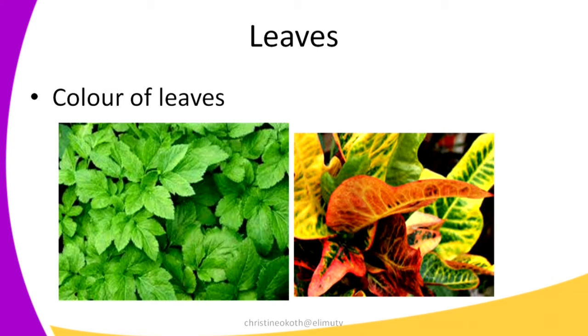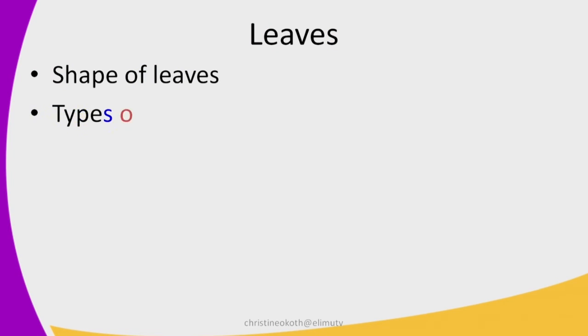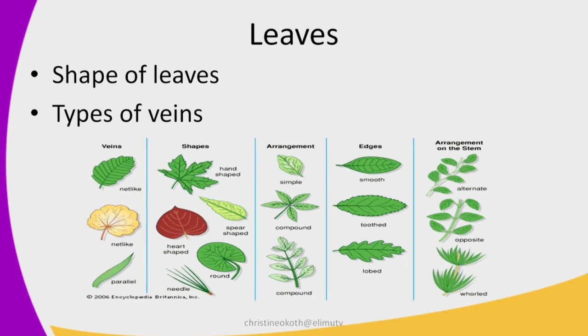Looking at the first illustration, we have a leaf that is just entirely green. All parts of the leaf are green. The second illustration, we have some pigments of green, yellow, red. So this leaf has a variety of colors in it. Then we're going to look at the different shapes of the leaves and the types of veins. First, looking at the veins, we have two types of veins. We have the network veins and we have the parallel.